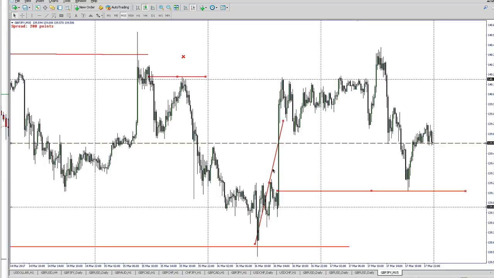Let me just take off that line. It's like I'm drawing trend lines. I don't draw trend lines. I draw straight lines only. I never ever draw diagonal trend lines anymore.